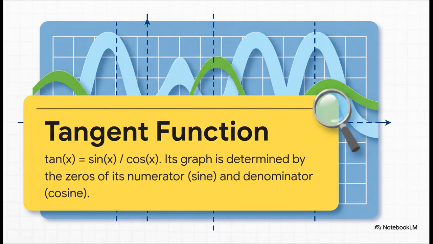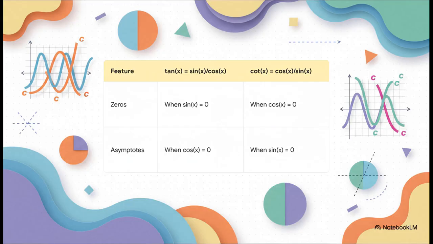And what that means is that all of its key features are totally predictable. The graph is going to be 0 whenever its numerator, sine, is 0. And it's going to have an asymptote, one of those breaks, whenever its denominator, cosine, is 0. Now, take a close look at this table. It shows this really cool, beautiful inverse relationship between tangent and cotangent. Notice how for tangent, the zeros happen when sine is 0. But for cotangent, that's where its asymptotes are.